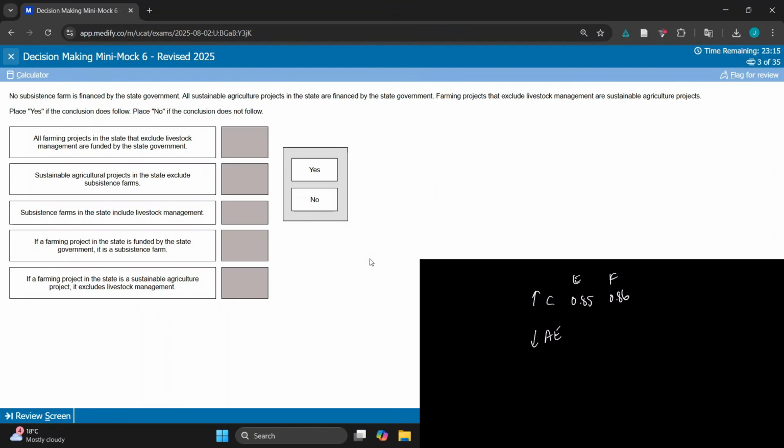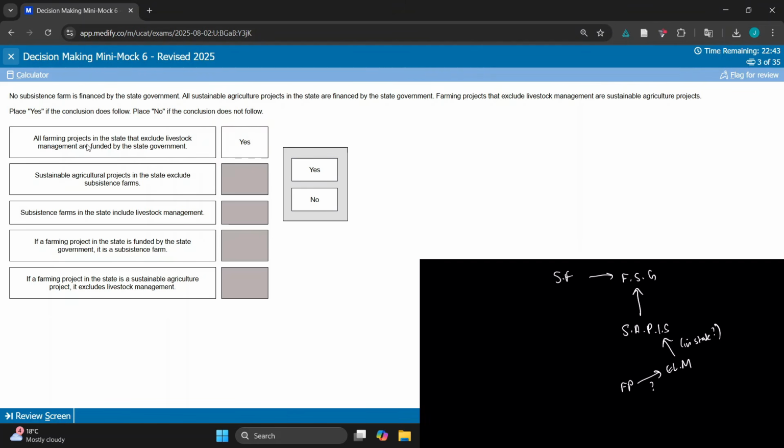Okay, let's go back to the ones I skipped. So, no subsistence farm. None is financed by state government. All sustainable agricultural projects in state are financed by the state government. Farming projects, and you've got those that exclude livestock management, and those are sustainable agricultural products. But we don't know if they're in state or not. So let me just write that. In the state, question mark. All farming projects in the state that exclude livestock management are funded by the government. That must be true.